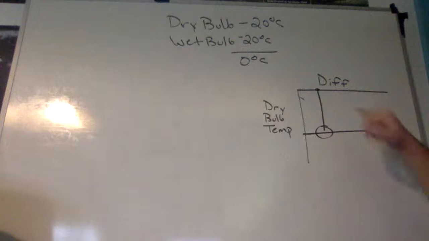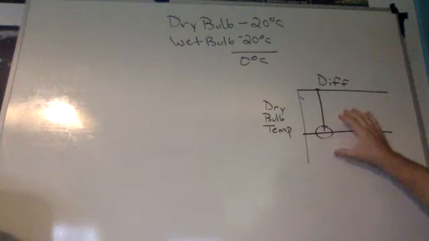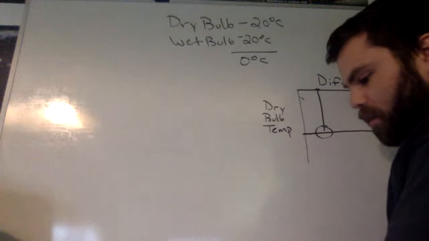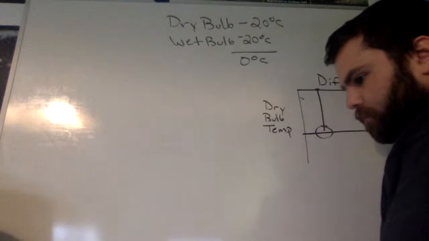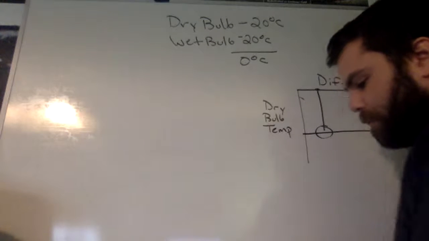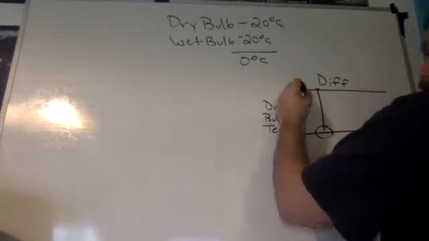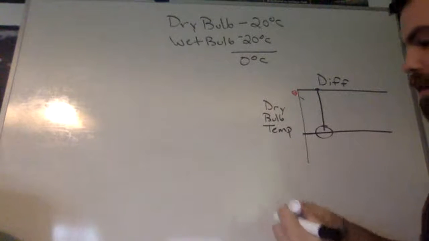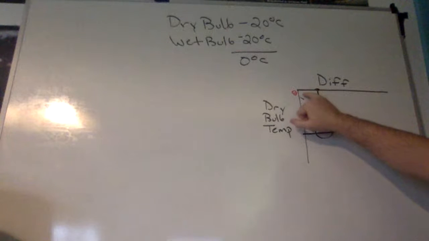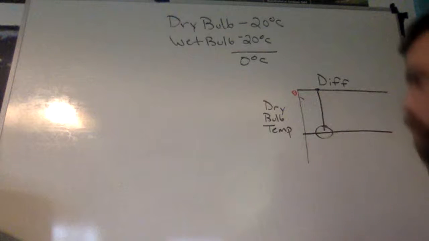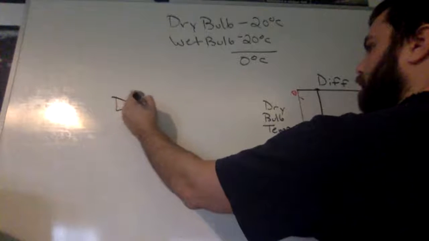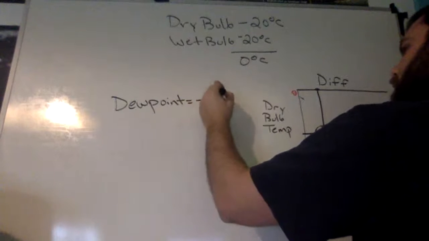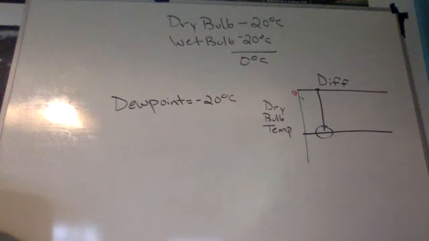We're going to plug this into our chart again. We find where negative 20 is, and negative 20 on the chart is pretty high up, all the way at the top, so you're looking at a place right up here. Now the difference is 0, so it's going to be the first box. So the dew point that we just calculated equals negative 20 degrees Celsius.